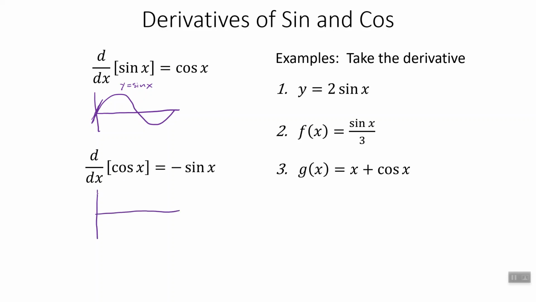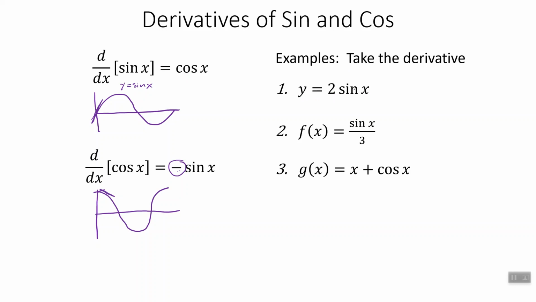If we go the other way, cosine starts up here and then comes down. It starts off with a slope of 0, and then it becomes a negative slope. That's why we get negative sine, because the slope is going down and needs to be negative. So cosine goes to negative sine, which goes to positive cosine. Let's take a look at some examples.